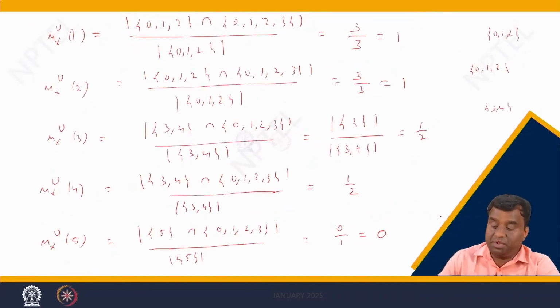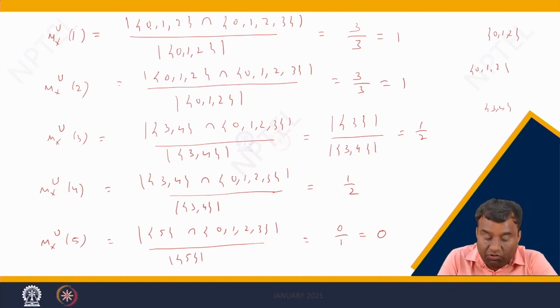Similarly, for the rough membership function of object 1, 1 also belongs to the equivalence class {0, 1, 2}. So here the cardinal number of {0, 1, 2} intersection {0, 1, 2, 3} is also the set {0, 1, 2}. The cardinal number is 3, and the other cardinal number is also 3. So 3 by 3 is 1. Similarly, 2 also belongs to the equivalence class {0, 1, 2}.